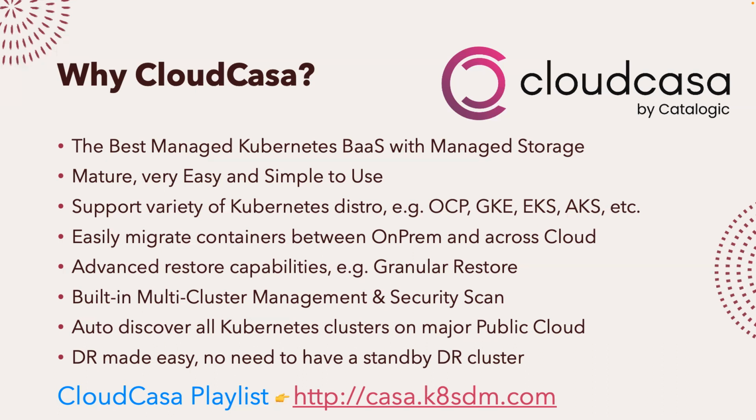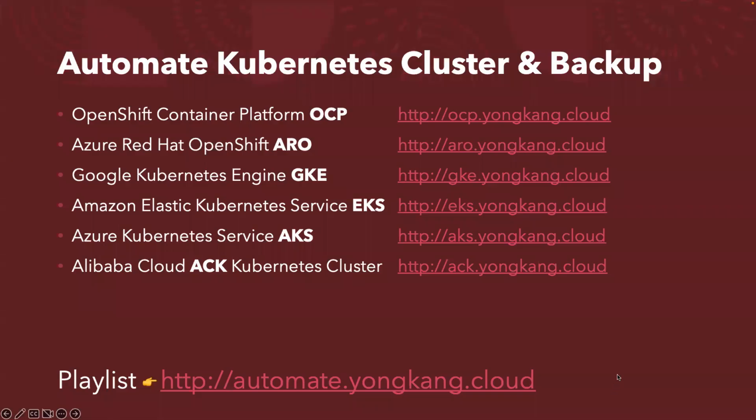I very much love the product. I have a long playlist about CloudCasa, how to use it on different Kubernetes distributions. On the bottom of the screen, this is the playlist link. Feel free to have a watch. And if you love automation, I created automation to cover all different Kubernetes distributions. OpenShift is one of my favorites, along with Azure ARO, Google GKE, Amazon EKS, Azure AKS, and also Alibaba Cloud ACK. At the bottom of the screen, this is the playlist.